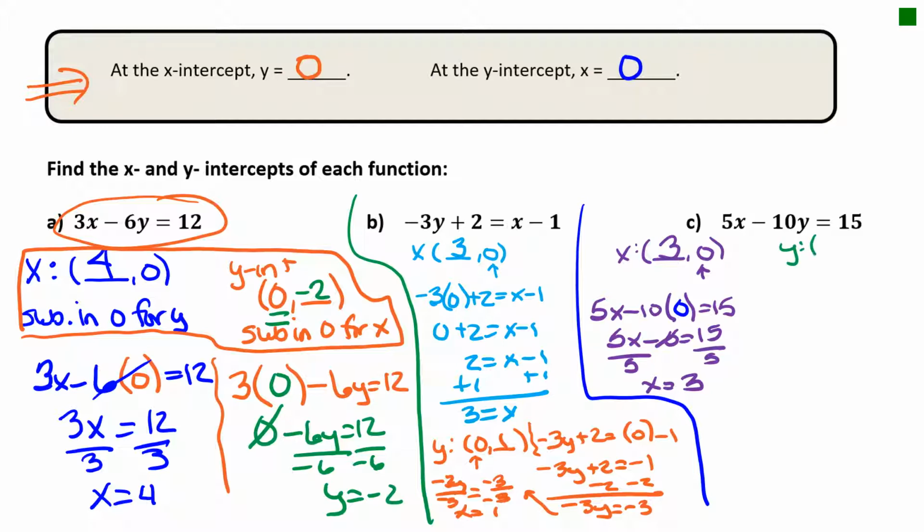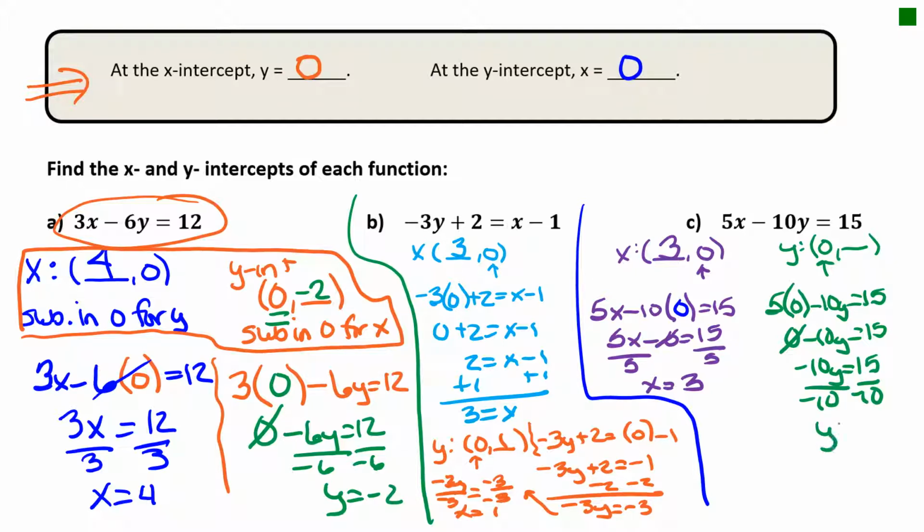For the y-intercept, remember it's (0, y). We're going to put 0 in for x. 5, there's your x. Put 0. Minus 10y equals 15. That's 0 minus 10y equals 15. 0 doesn't matter. So I've got negative 10y equals 15. Divide by negative 10. We're going to simplify that. 5 goes into both of them, so it's going to be negative 3 over 2. Now, you could make it negative 1.5 or negative 3 over 2. Either one would work.